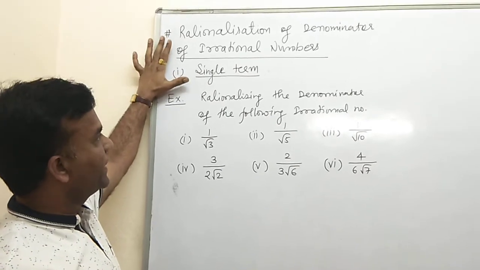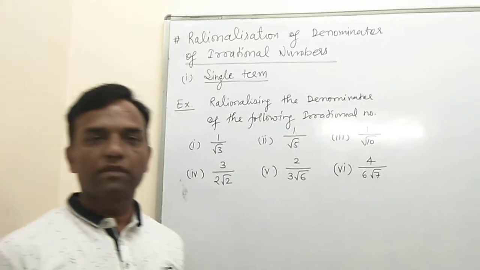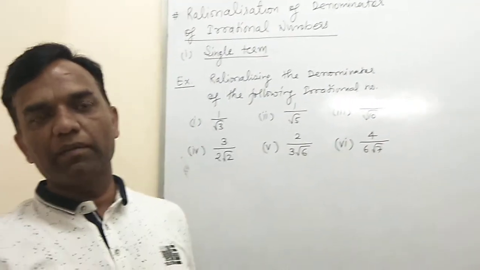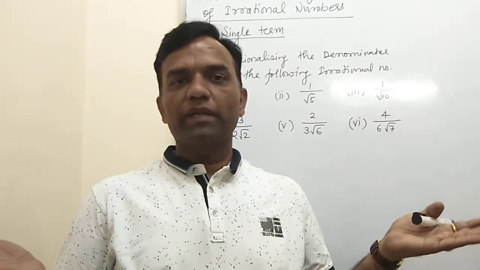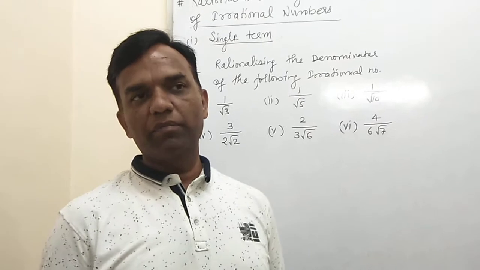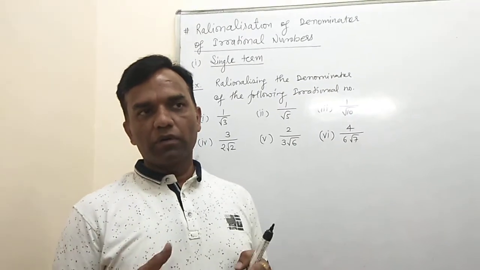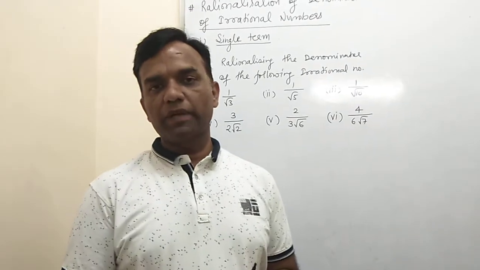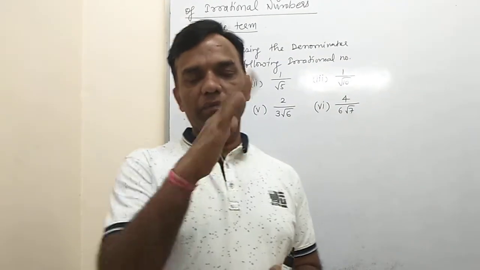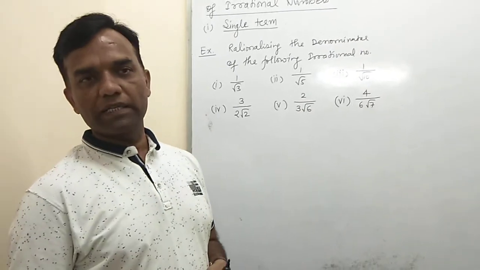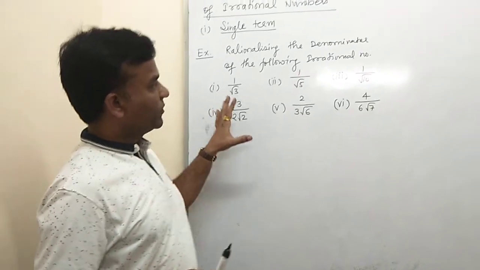Rationalization of denominator of rational numbers. Now we have a different concept, because previously we explained a single term given in the numerator, how you rationalize the given numbers, and how you find the rationalizing factor with the help of a concept. Previously we explained with the help of a formula: if a to the power 1 by n is given, then a to the power 1 minus 1 by n, and then you find the rationalizing factor. But now a different question is given.